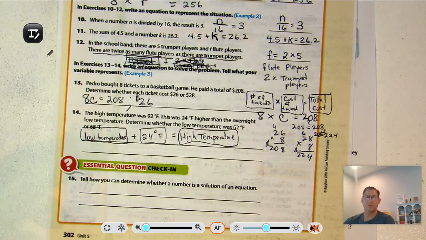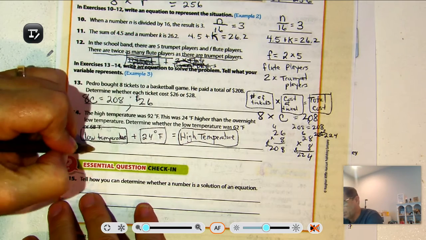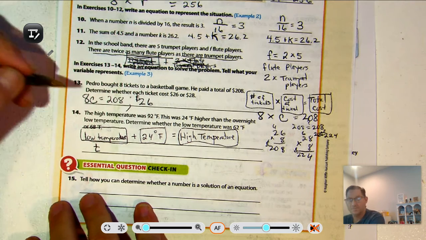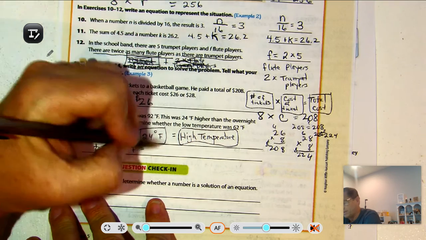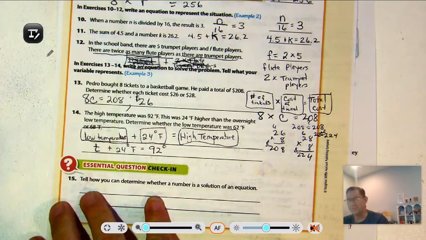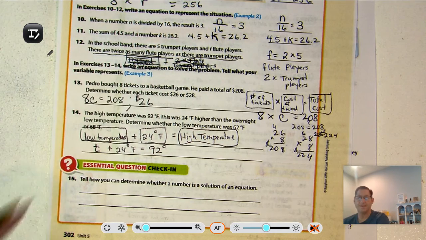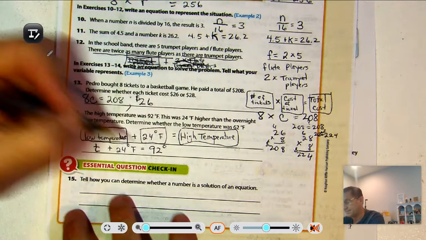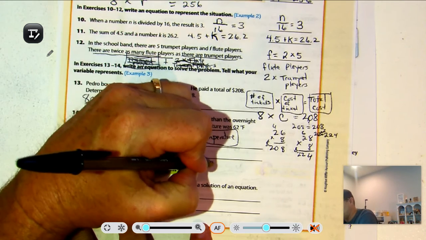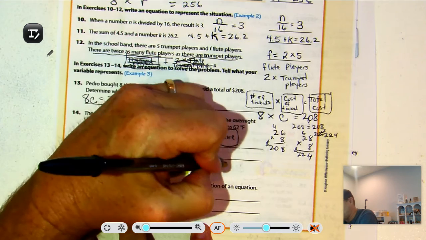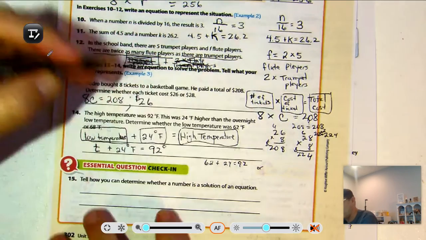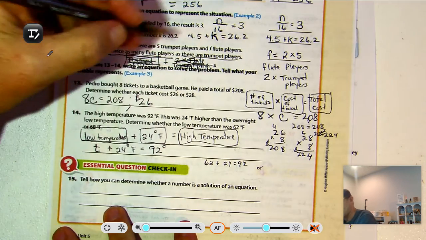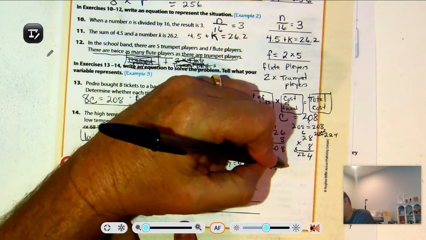Okay, so the low temperature, we're not sure. So let's put T for temperature plus the 24 degrees difference, and that will give us a high of 92. So we have to decide, figure out, is it 62 or 68? So we're going to go 62 plus 24 equals 92, or 68 plus 24.